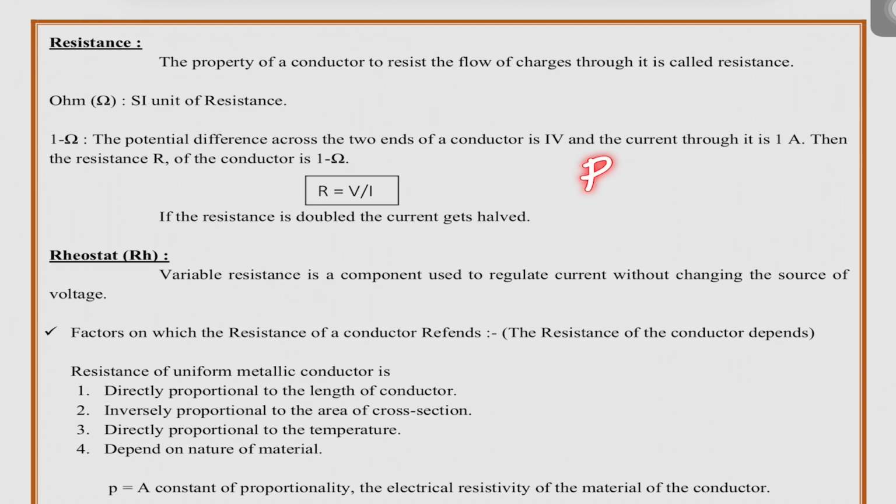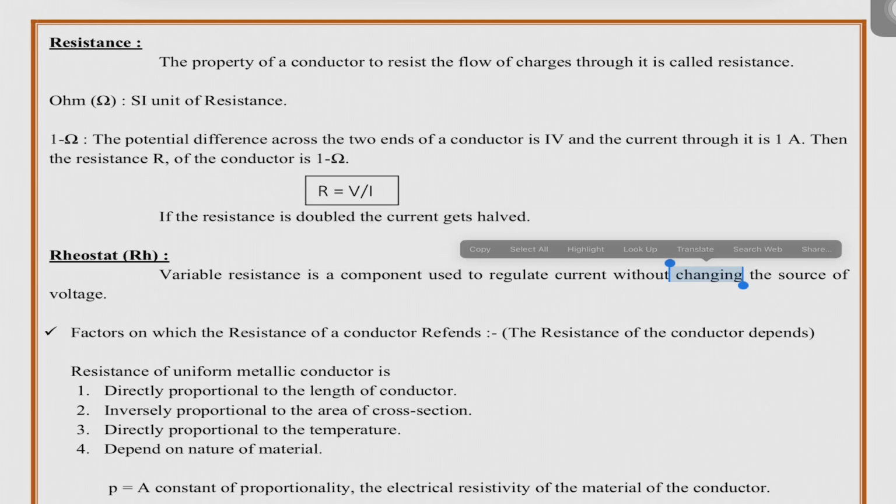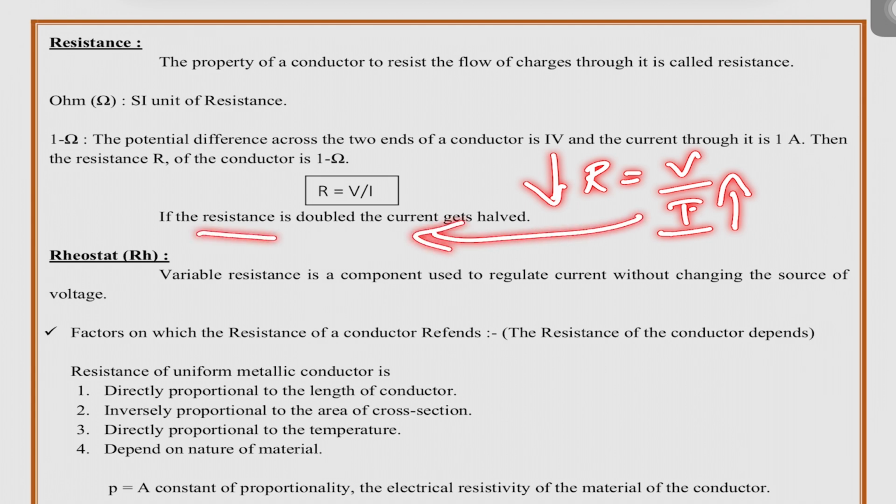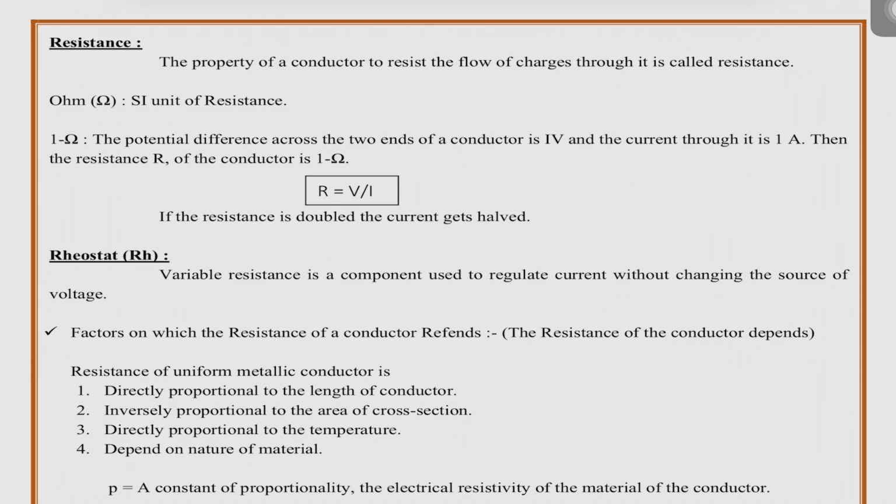We can see that from this relation R is equal to V by I, R and I are inversely proportional. That is, if current increases, resistance decreases. In the same way, if the resistance is doubled, then the current gets halved. That is, if resistance is increased by 2 times, then current decreases by 2 times.